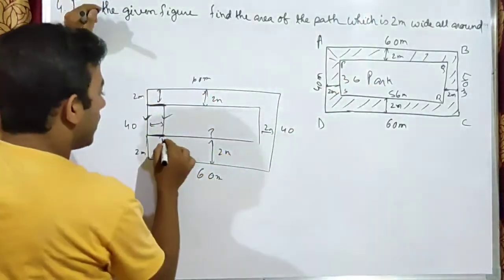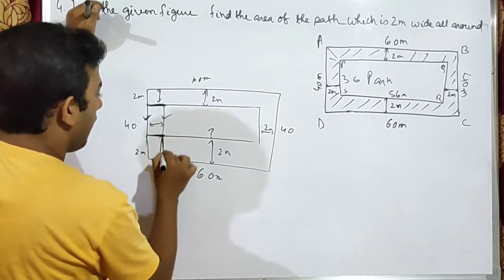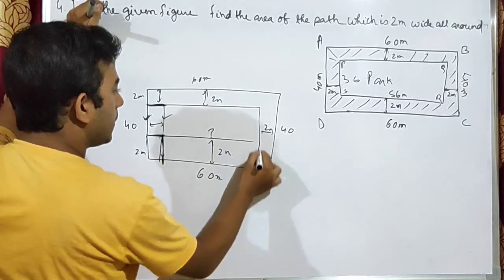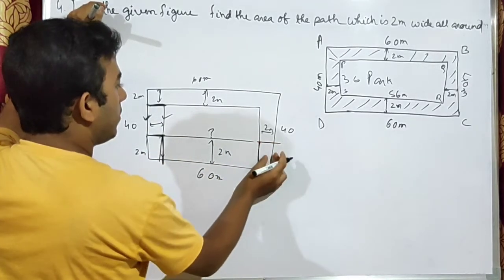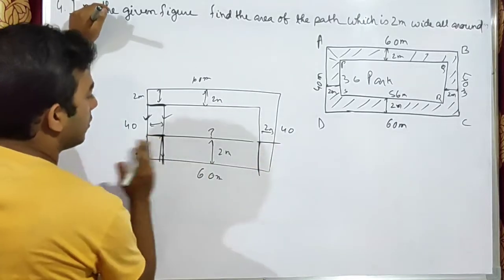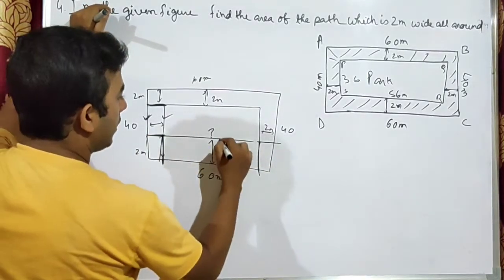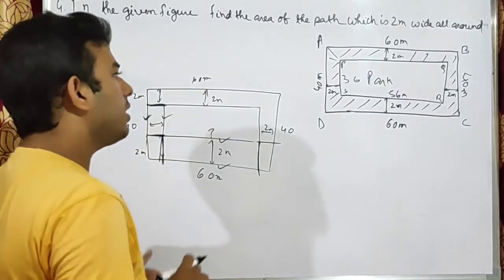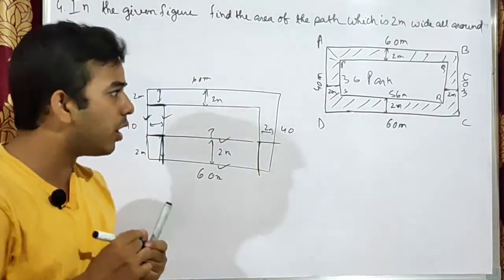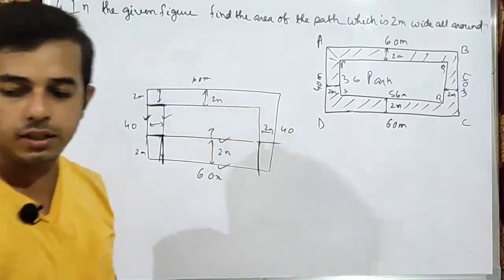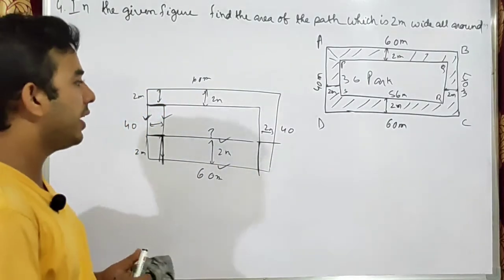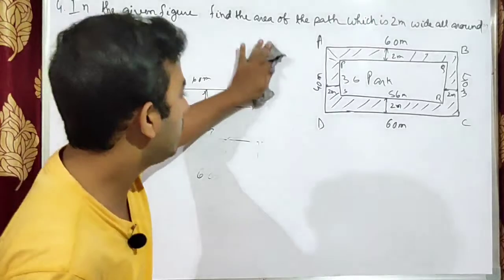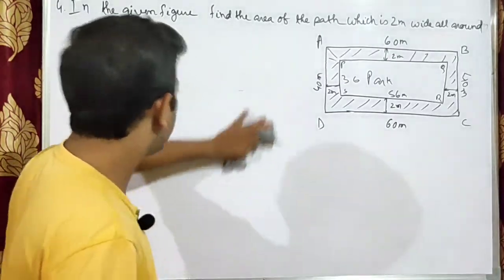Okay, same as I have done in this case also, right? I have removed this part, from this part also the length of this will be the length of this. Clear? This part 2 meter, this part 2 meter, we have subtracted, it is 56. Clear? So now we have both the length and breadth of both the rectangles. Now we can easily find out the area of the path. Clear? Okay.